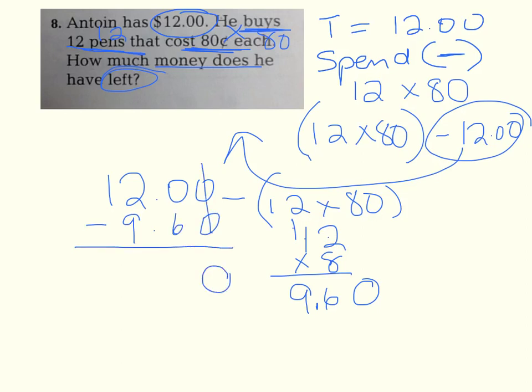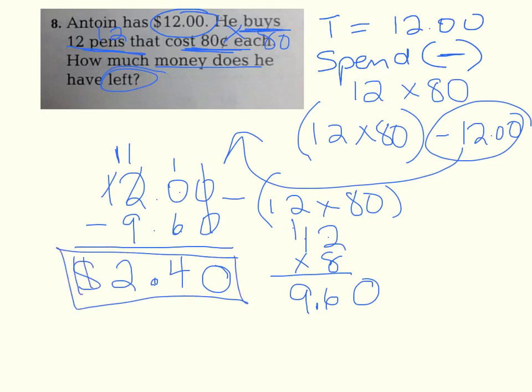0 minus 0 is 0. I cannot subtract 0 minus 6, so I'm going to have to borrow and get a 10, not carry. 10 minus 6 is 4. Bring down my decimal mark. Again, I cannot say 1 minus 9, so I have to borrow. 11 minus 9 is 2. So I have $2.40 left. And that is how you find out how much change is left when you are given multiple things to buy. Go ahead and finish your sheet on your own, and I'll see you at class tomorrow.